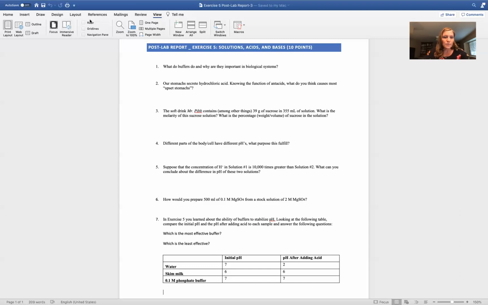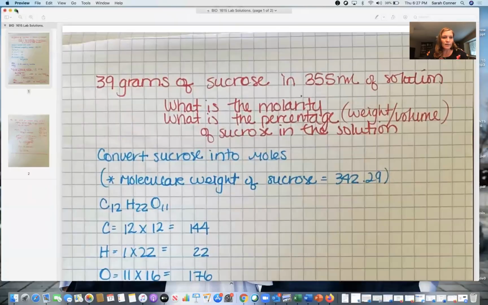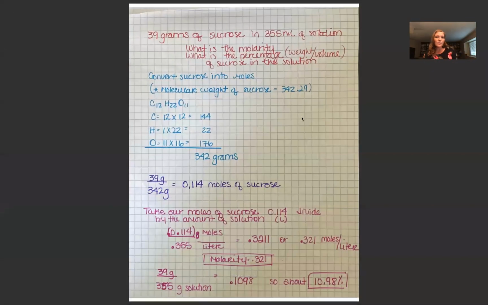So I'm going to minimize this because I do have it right here, and I'm going to make this a little bit bigger. So here is our question. I've kind of summarized it a little bit. So we have 39 grams of sucrose in that Mr. Pibb and 355 milliliters of solution. The question asks us what the molarity is and what is the percentage weight divided by volume of sucrose in the solution. So the first thing that we're going to do is we have to convert the sucrose into moles. That is the weight that we're using.